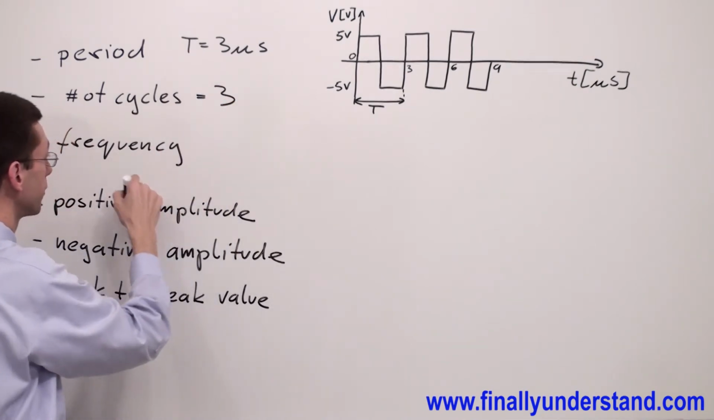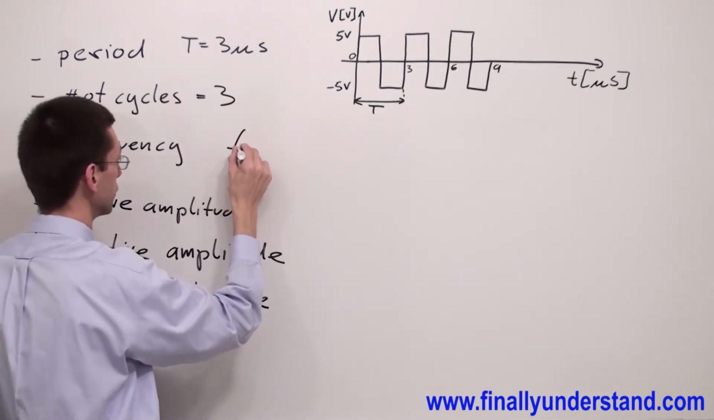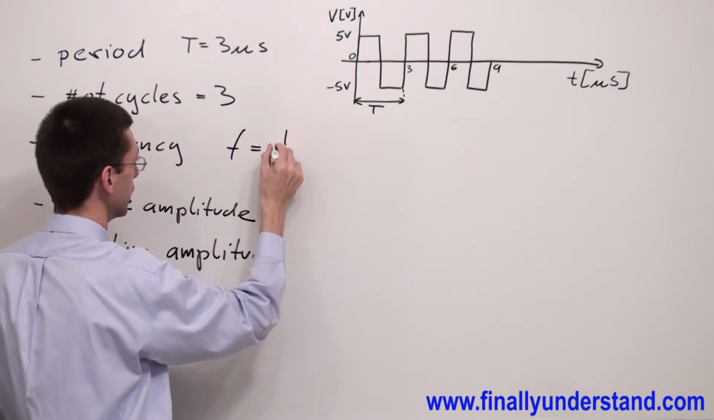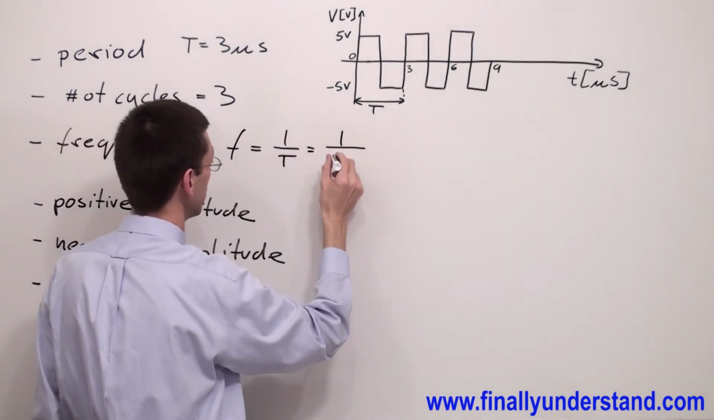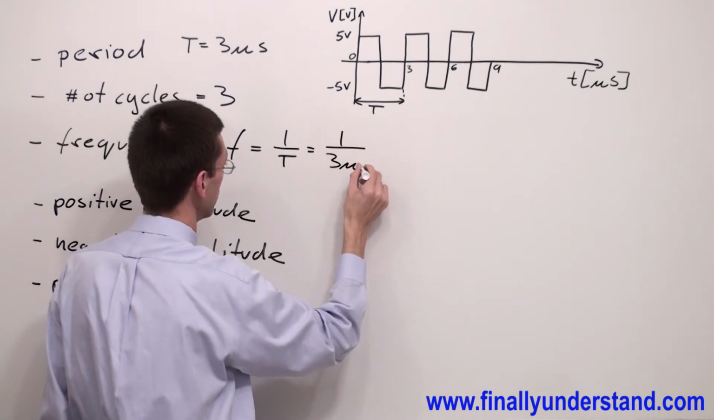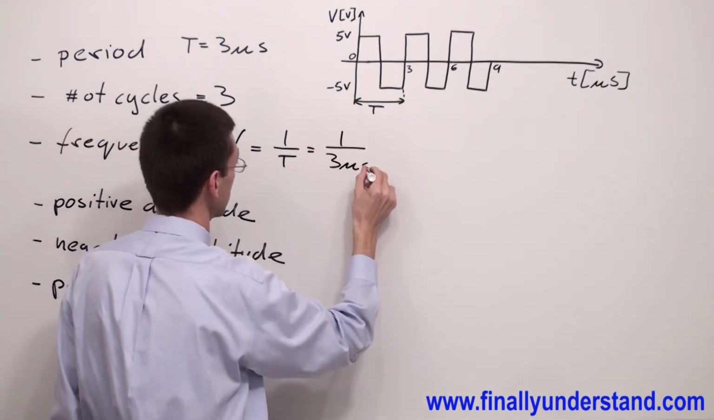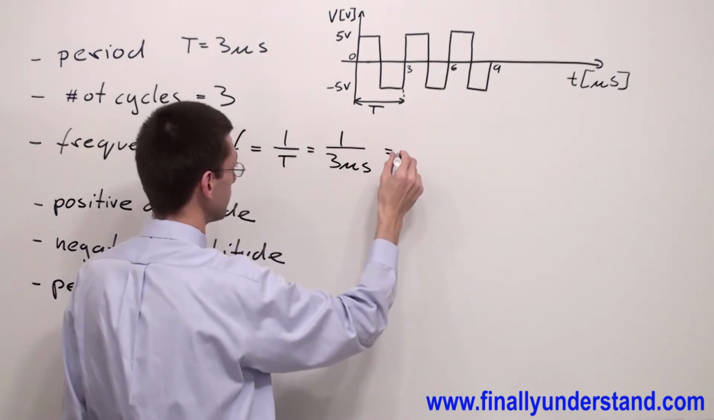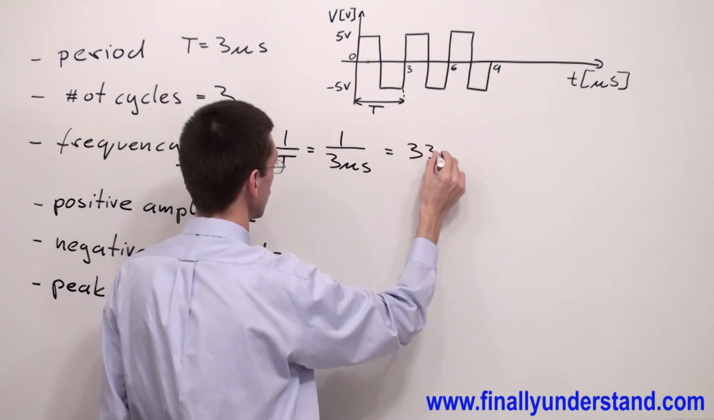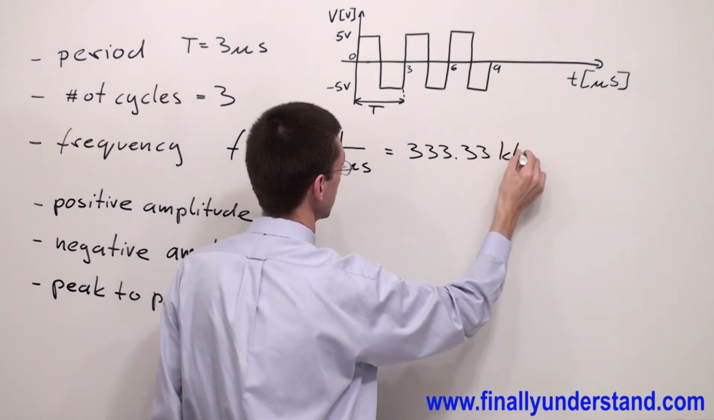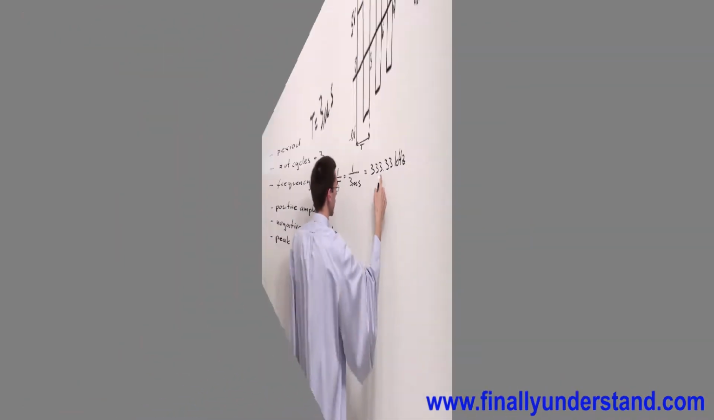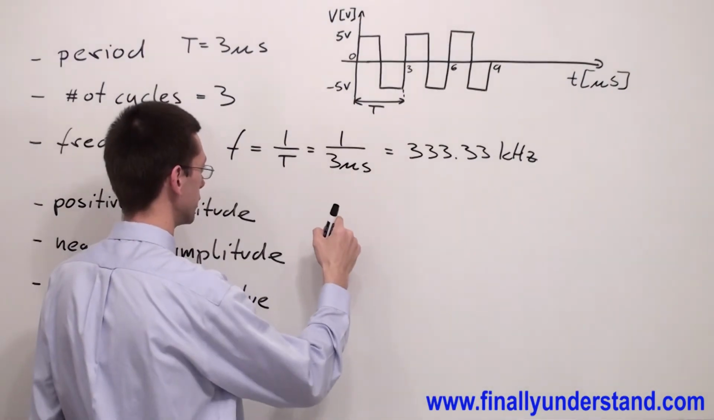The frequency you calculate from the formula which says frequency is equal to 1 over period. 1 divided by 3 microseconds is equal to 333.33 kilohertz.